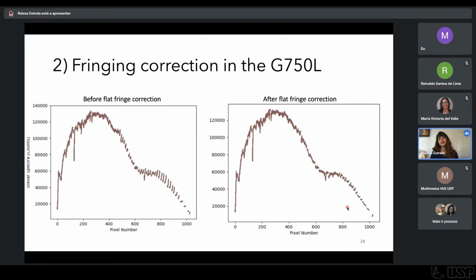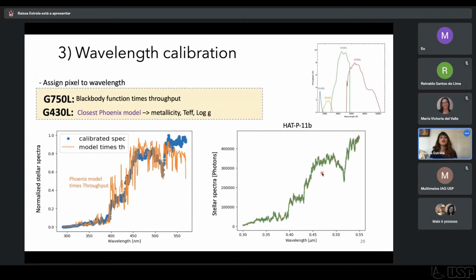In the case of the G750L, there are some fringes that are induced by instrument systematics, and we need to correct these fringes with a flat fringe correction. So you can see the before and after. And we also need to calibrate the spectra as well. And we do that in two different ways for each filter.